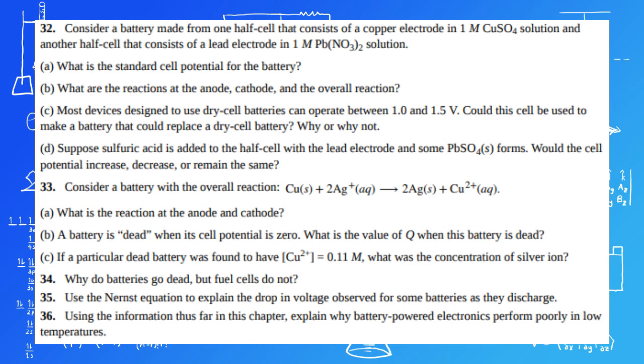33, consider a battery with the overall reaction. Okay, so basically it was our first example, copper and silver. What's the reaction at the anode and cathode? We already listed them. It was our first example. A battery is dead when its cell potential is 0. What is the value of Q when this battery is dead?